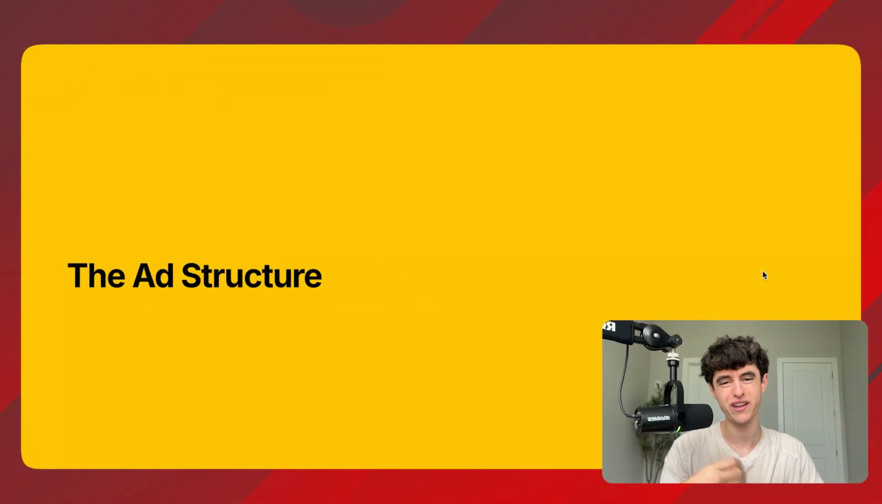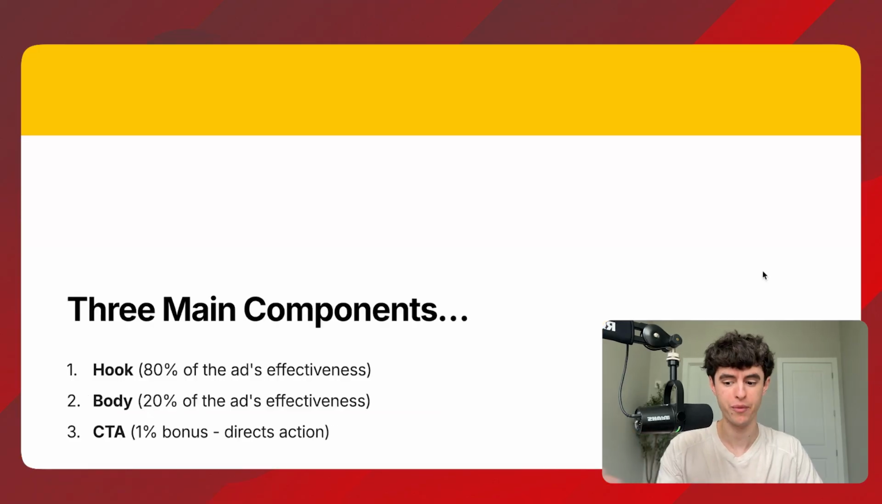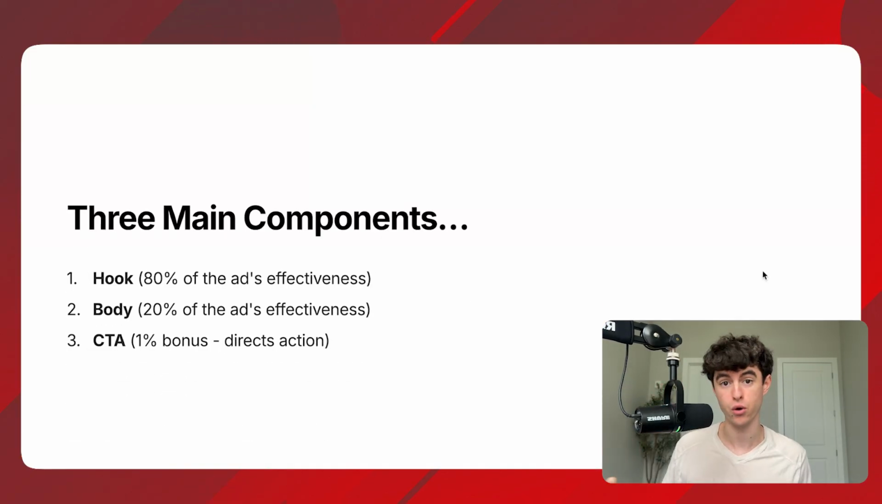So to kick it off, we're going to break down the ad structure and then we're going to move from there. There are three main components when it comes to building an ad: the hook, which accounts for 80% of the ad's success, the body, the remaining 15 to 20%, and then the call to action, 1 to 2% of the actual importance of the ad.